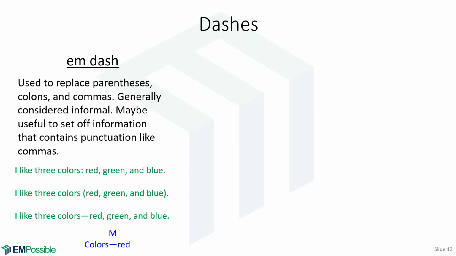So here are 3 examples of the way we could say something. I like 3 colors, colon, red, green, and blue. We could also put those colors in parentheses. I like 3 colors, red, green, blue. And probably the least formal way to do this is I like 3 colors, EM dash, red, green, blue.